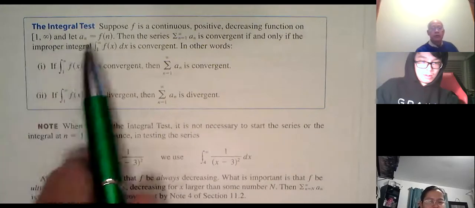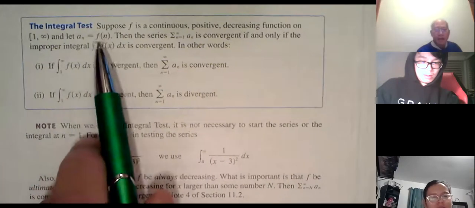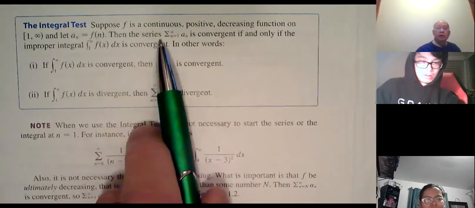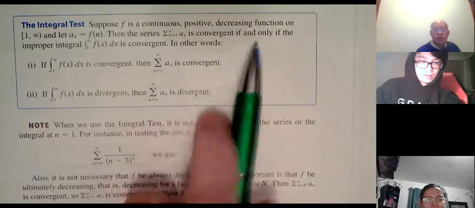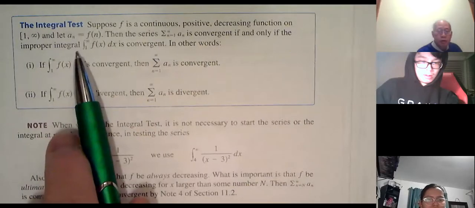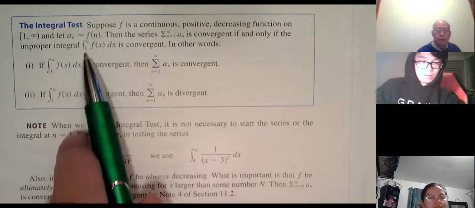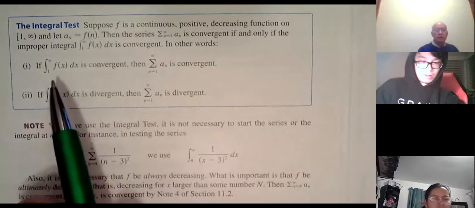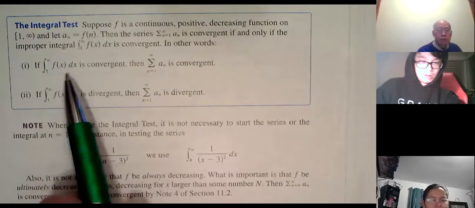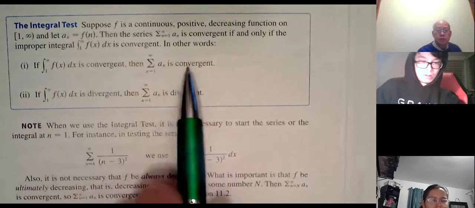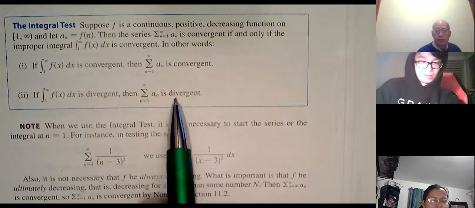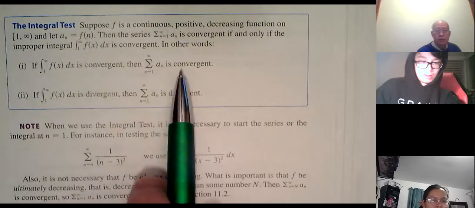Between 1 and infinity. Let a sub n equal f of n. This might get kind of confusing, but don't worry, I'll explain it. The series converges if and only if the improper integral, remember we did improper integrals before, the integral from 1 to infinity, is convergent. In other words, if the improper integral converges, the series converges. If the integral diverges, the series also diverges. Whatever happens to the integral happens to the series also.